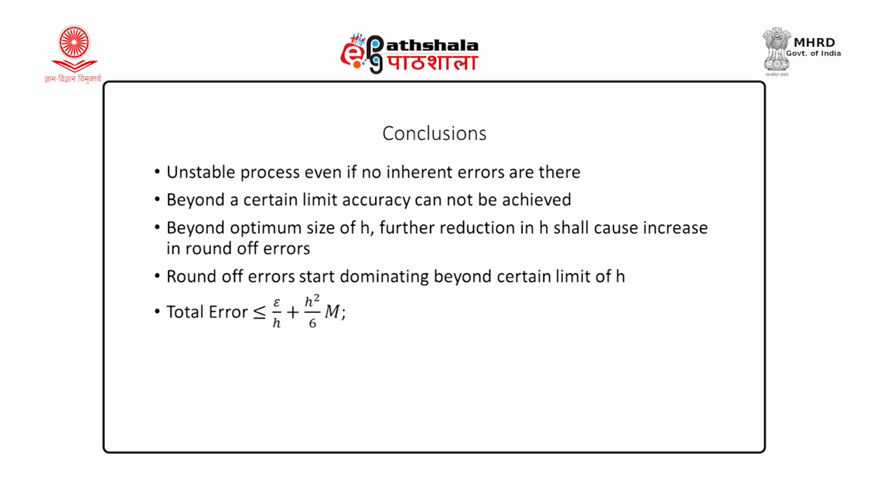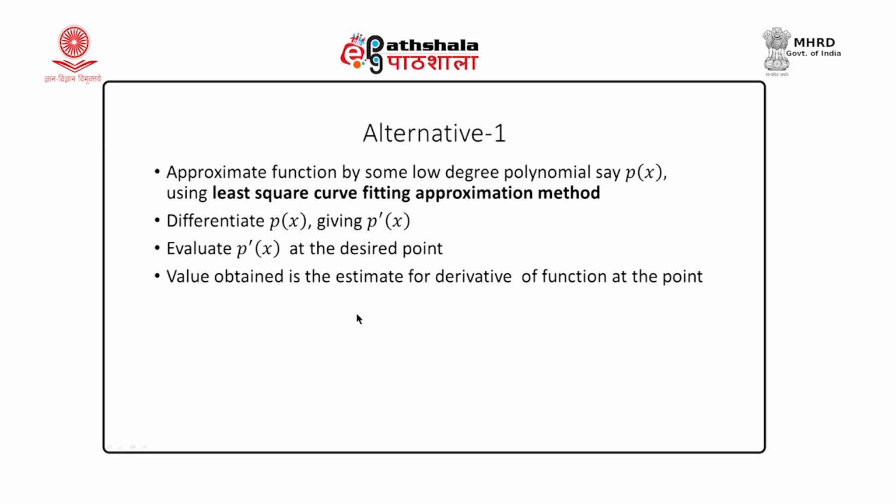And so, in the case of numerical differentiation, we have to be very careful, that is, the process becomes unstable even if no inherent errors are there in the data, because beyond a certain limit we cannot achieve the accuracy, because we cannot make h smaller and smaller. So, beyond the optimum size of h, we cannot reduce h further, and round-off errors will start dominating beyond a certain limit of h.